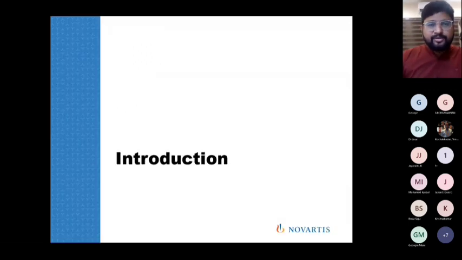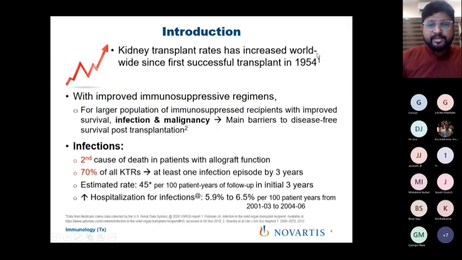So starting with the introduction, kidney transplant rates have increased after the successful transplant of 1954. The most common thing which we encounter other than rejection is infection and malignancy. It is the second cause of death in patients with allograft dysfunction, and 70% of all KTRs have at least one episode of infection, almost 45 per 100 patient years on follow-up, in the initial 3 years. And the most common cause of hospitalization post-transplant is infection.